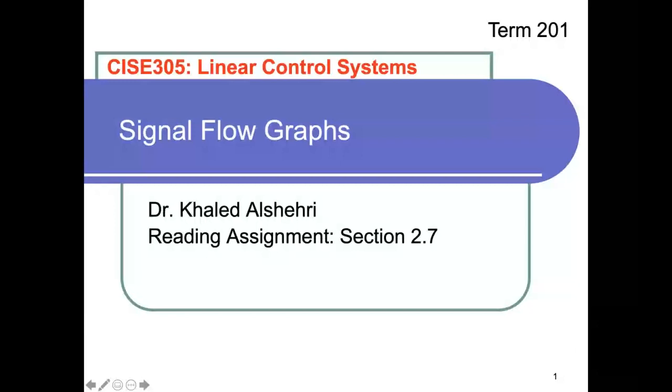So there is an alternative to block diagram reduction, which is signal flow graphs. The idea is similar to block diagrams in the sense that we have a pictorial representation of a system, and it helps us find the input-output relationship if you have multiple subsystems. So it's a similar idea, but it's a different kind of simplification of the analysis.